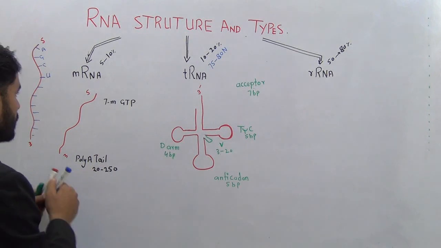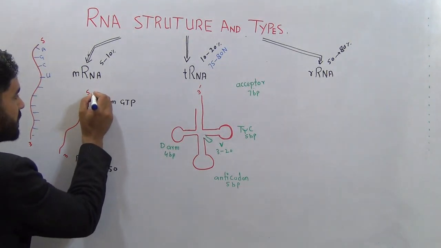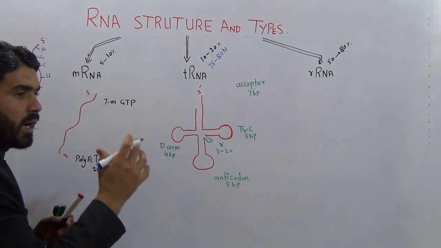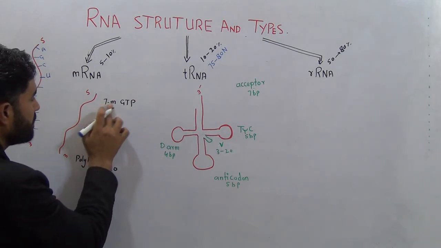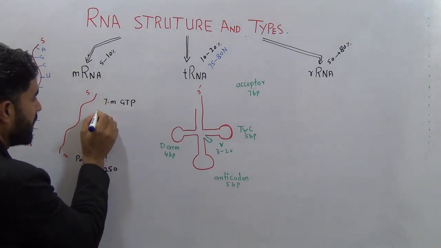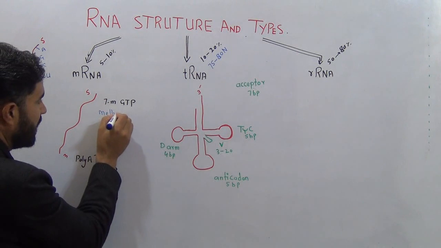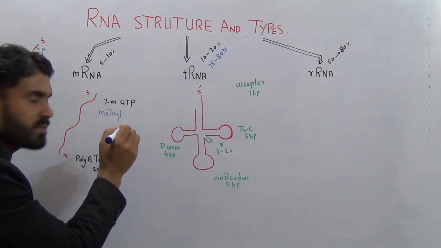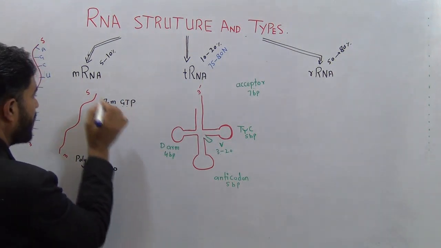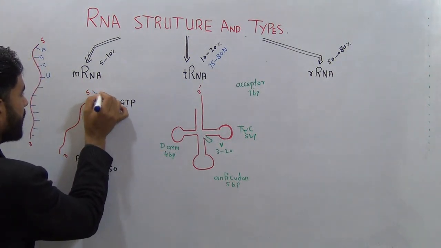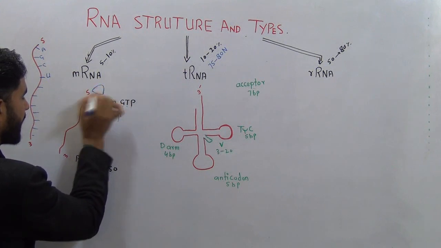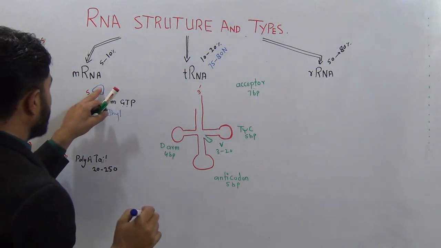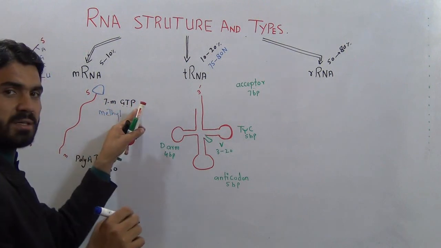So at 5' we will add a compound called 7-methyl. M stands for methyl. 7-methyl guanosine triphosphate. This is a compound. I will represent that compound with this diagram only. Fine. Okay, this is the diagram, and this diagram represents 7-methyl guanosine triphosphate.